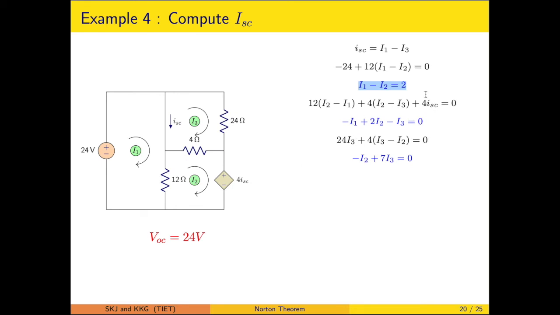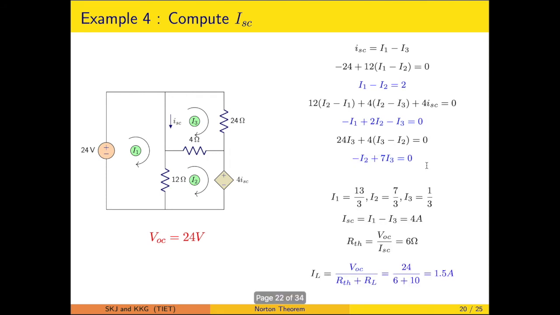Then ISC is substituted as I1 minus I3, and the terms are rearranged. This gives the second mesh equation. On analogous lines, the third mesh equation: 24 I3 plus 4 into I3 minus I2 is equal to 0, and that is simplified into the form like this. These three equations, marked in blue, are solved, and we get the current values. Correspondingly, the ISC value is obtained as 4 ampere, because that is nothing but I1 minus I3.